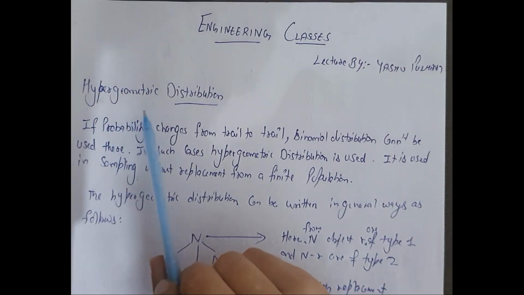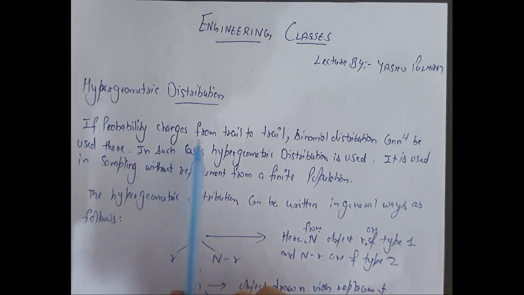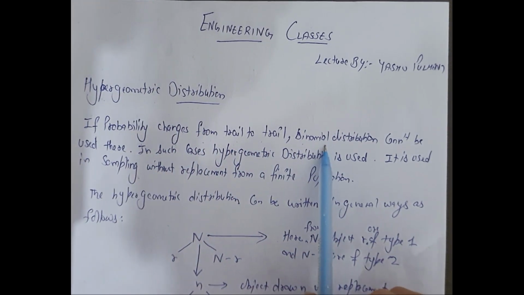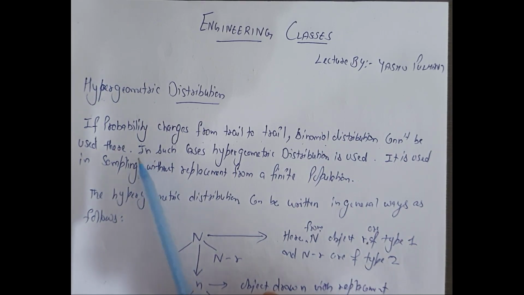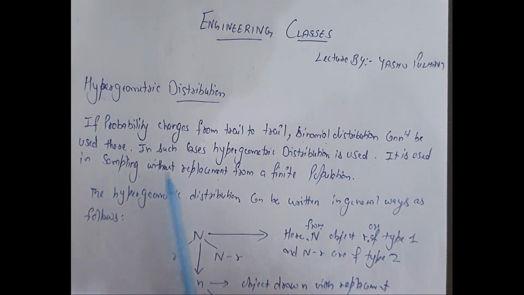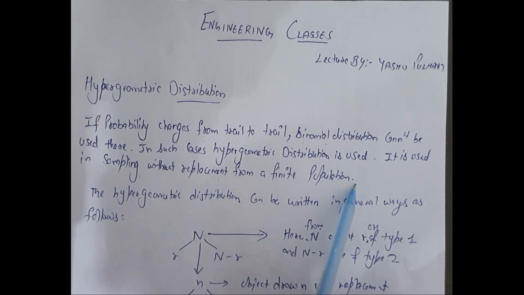First one is hypergeometric distribution. If probability changes from trial to trial, binomial distribution cannot be used there. In such cases, hypergeometric distribution is used. It is used in sampling without replacement from finite population.